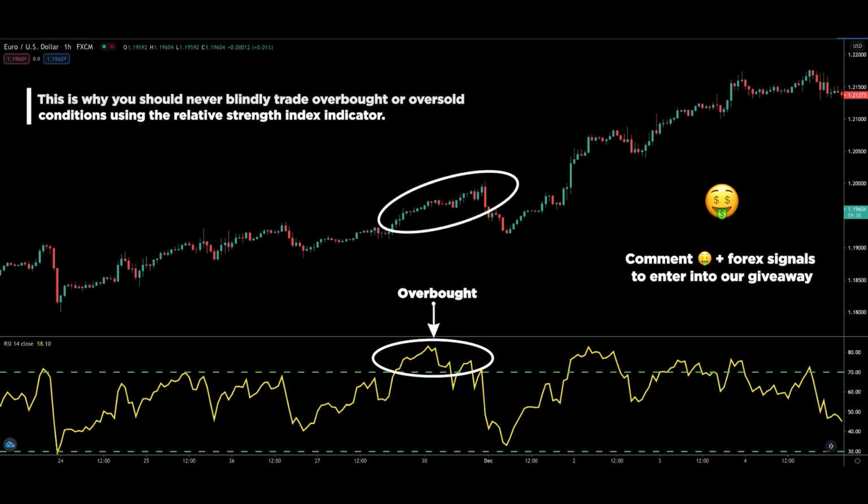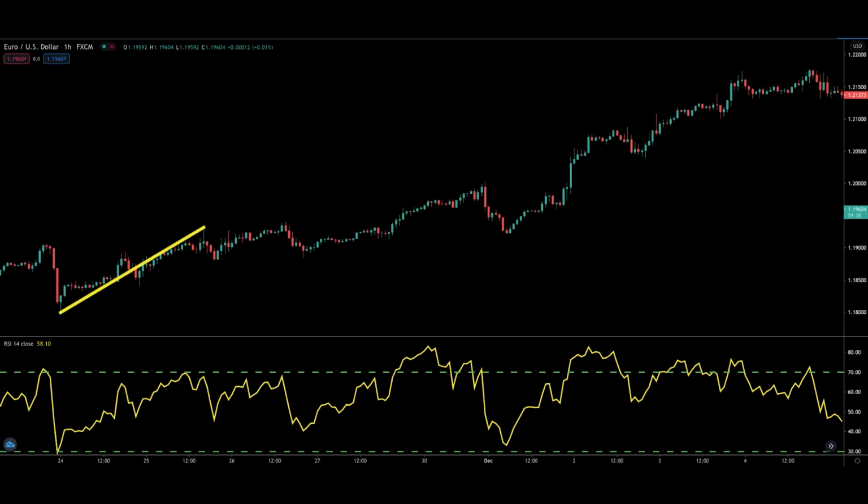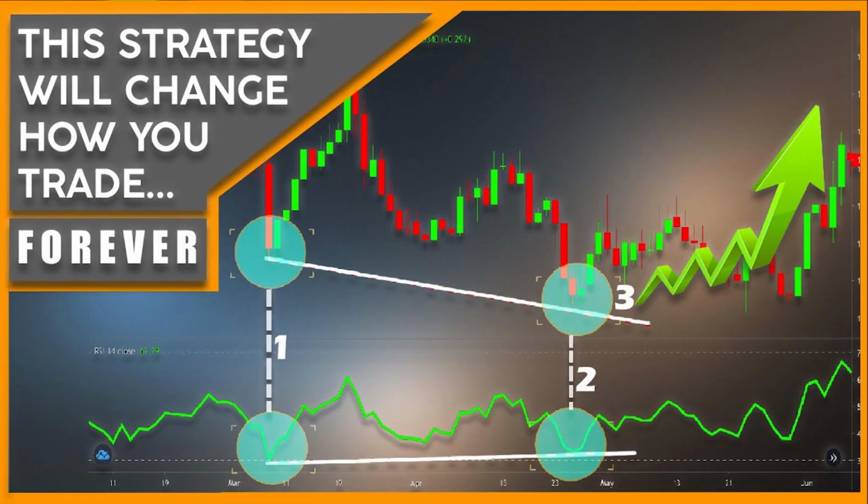Instead, the correct way to do it is to combine it with a trading strategy. You're going to need to understand the market context, the key levels, and a price action entry trigger. I've previously uploaded a video that shows you a step-by-step strategy that you can use with the Relative Strength Index indicator. It involves combining price action and the concept of divergence with the Relative Strength Index.